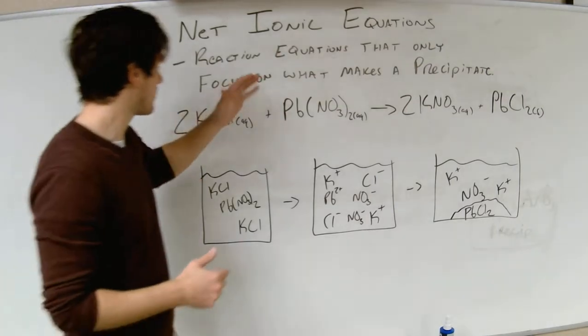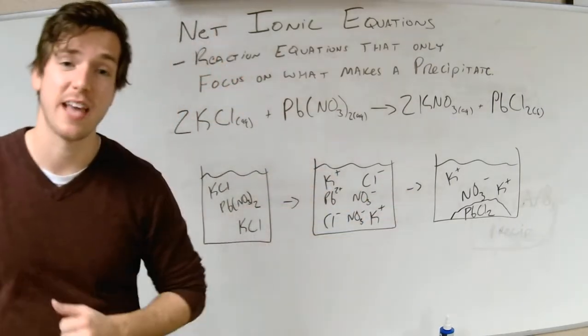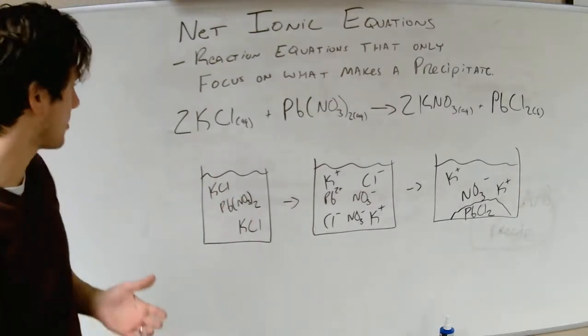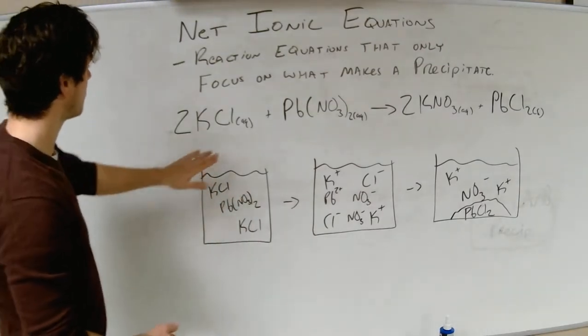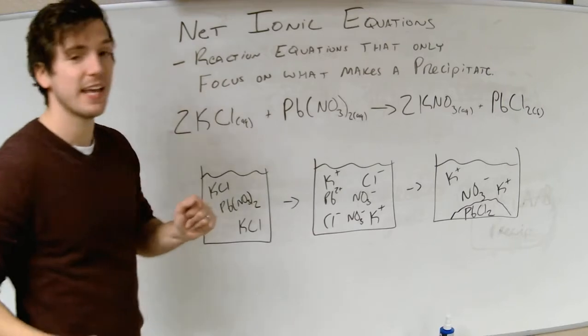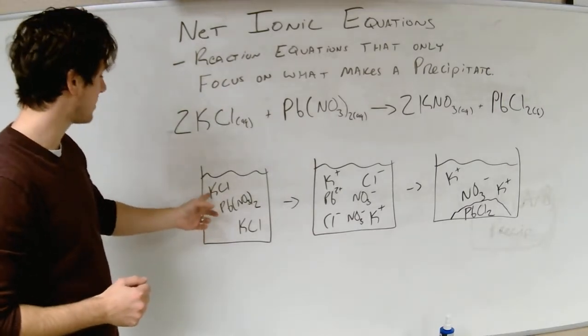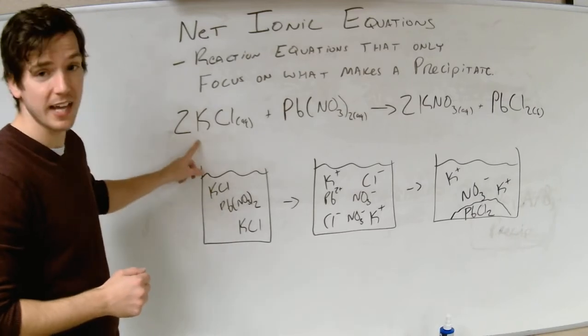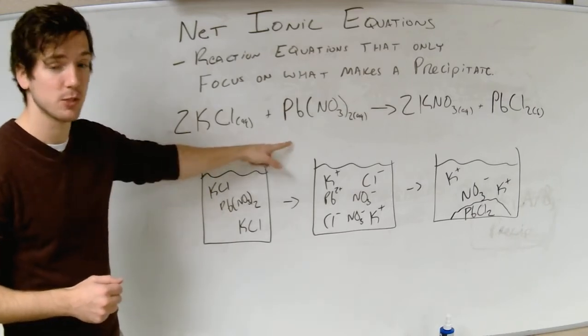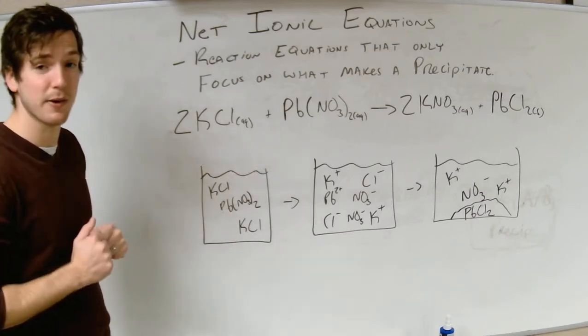So I just wrote this out to demonstrate what is happening in these beakers down here. First, what we're doing is we're mixing potassium chloride and lead nitrate. So we're putting those together in this beaker. As you can see, I have 2 KCls and 1 lead nitrate, like I have on the reactant side of my reaction.